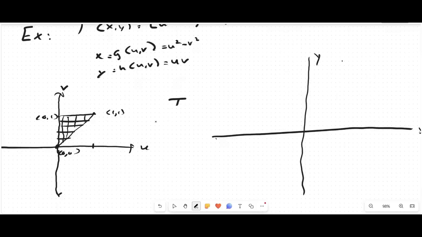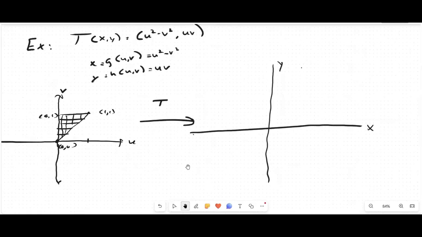The transformation T takes us from u and v over to x and y, but it might do it in a weird way. I'm going to just start by doing the corners because those tend to be really easy. Where does 0, 0 map in this case? Hopefully you can tell it goes to 0, 0. 0 squared minus 0 squared is 0. 0 times 0 is 0. So that's the same point. Actually, what I should have done is different colors. Yeah, let's do that. That's the same point.